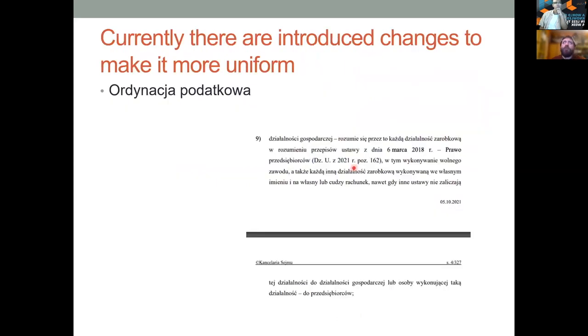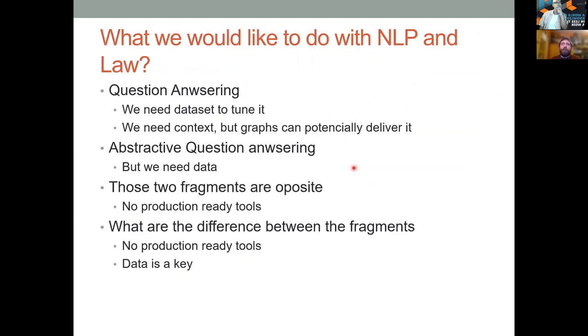Okay, what would we like to do with NLP and law? Question answering, but there is a need for a good dataset. Abstractive question answering is the same, but we need the data which legal companies usually have, which is not openly available. Checking whether two fragments are opposite: there are no production-ready tools to see if we can say that two parts of the law are contradictory, and what the differences between the fragments are.